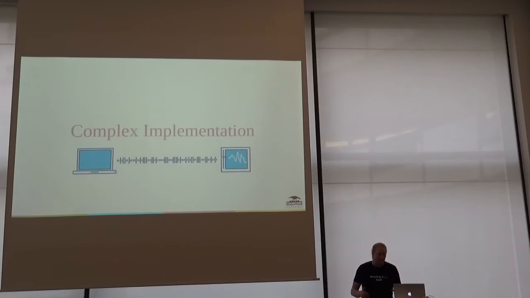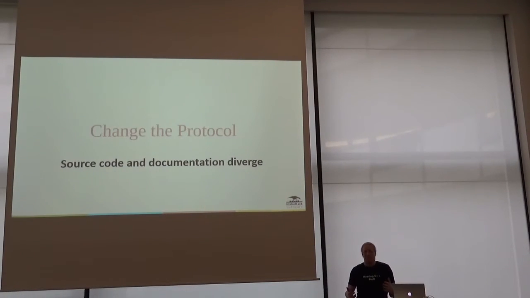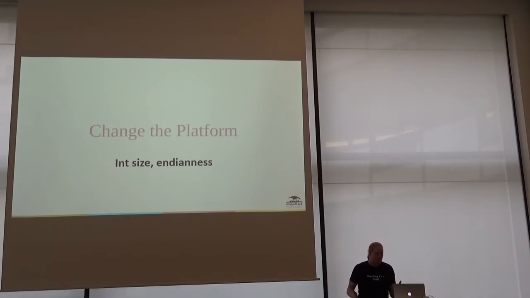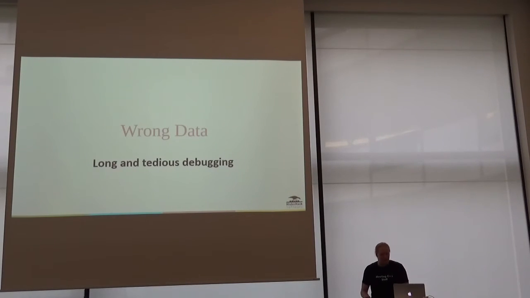Then we get complex implementations where, basically, you have trouble with endianness, you have trouble with bit orders. Most of the time, these are not really well documented. And if you have different platforms for your code, you get trouble. And then if you get through all of that, the protocol will change. There will be a new machine, there will be an update. And if you get another 300-page PDF document, good luck with that. And also, you might change the platform. You get wrong data, long tedious debugging.